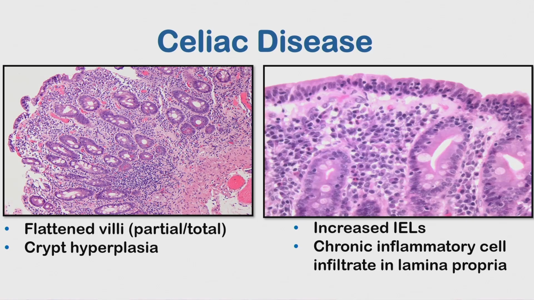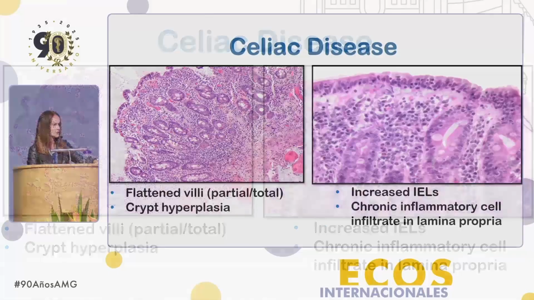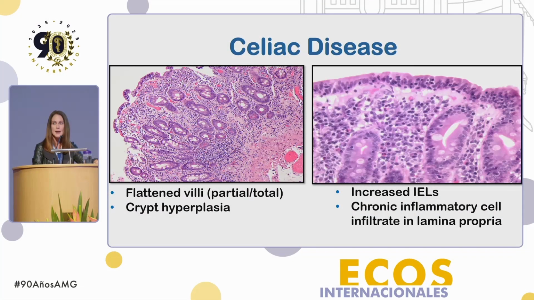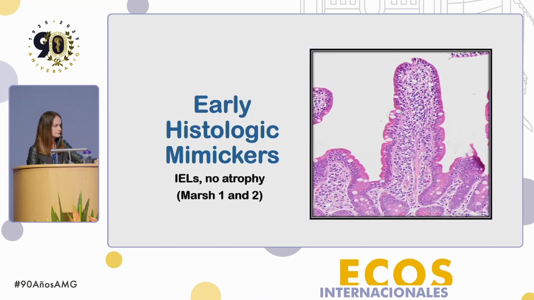Again, this is histology of someone with celiac disease. You can see they typically have flattened villi or villus atrophy, partial or complete, and then they'll have crypt hyperplasia. So you can see on the left there how deep those crypts are. And then on a high-powered view, you can see a ton of lymphocytes in that intraepithelial lymphocyte border, and the lamina propria is filled with chronic inflammatory cells.